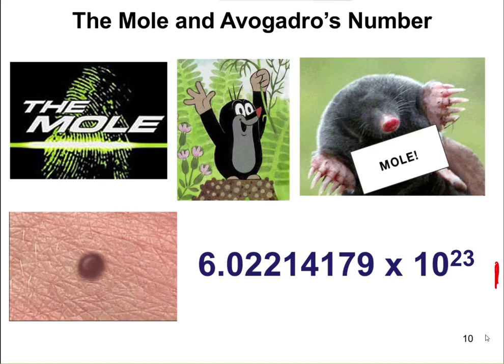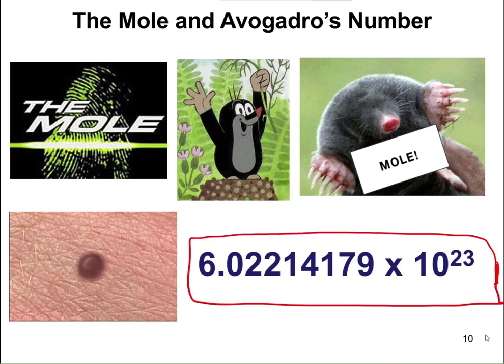The mole can be a lot of different things. There used to be an old reality show called The Mole, and that's where this one here comes from. There's a Swedish cartoon character that's been around for 60 or 70 years. It's a mole. Moles on your skin. In chemistry, we're going to talk about this mole, though, which is a number. It's also referred to as Avogadro's number.